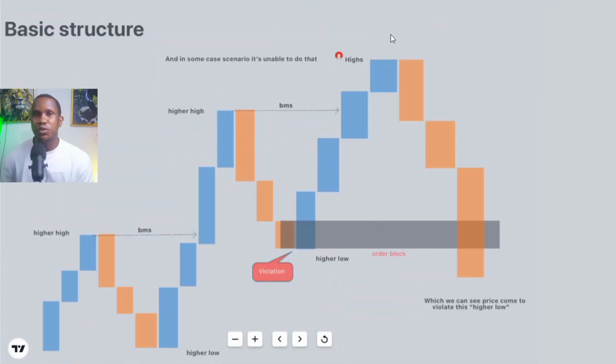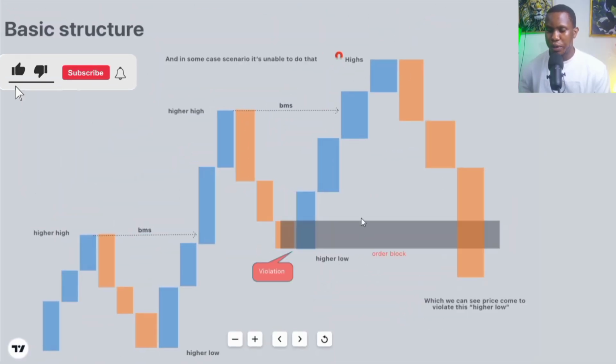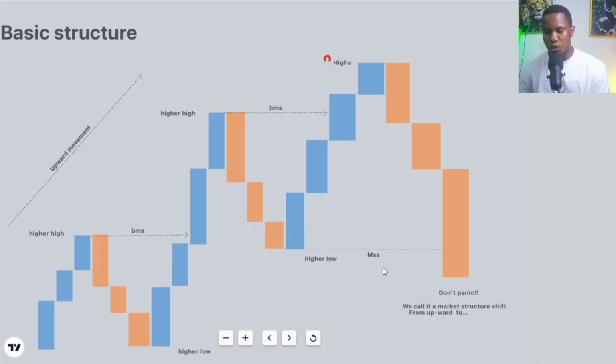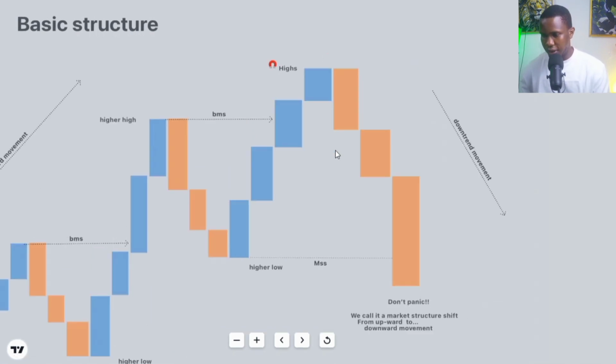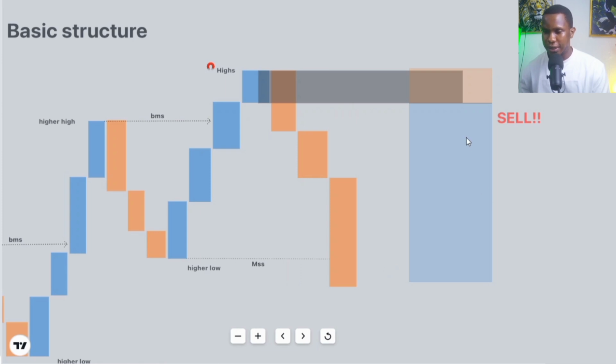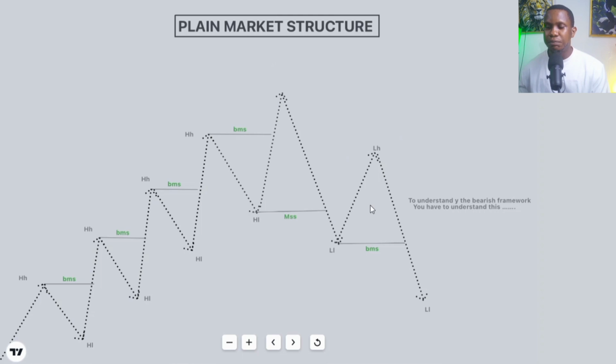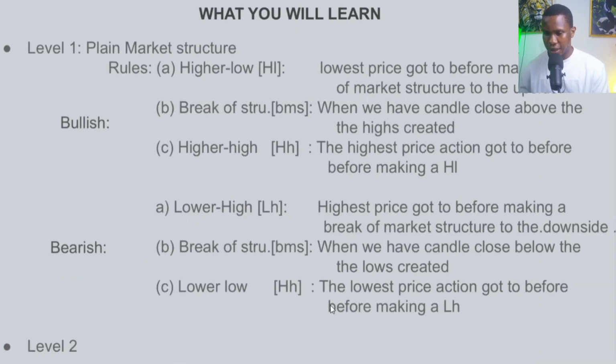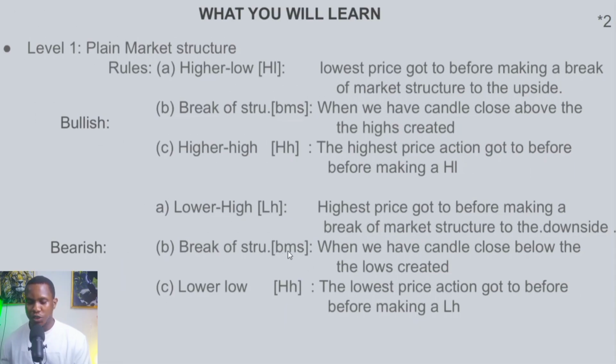In some scenarios, we can see price action come to break below this higher low, violating this higher low. We call it a market structure shift, guys. That means we've moved from an uptrend to a downtrend. We want to sell in the market at the point of a bearish order block. Guys, to understand the bearish framework, you have to understand lower high, break of market structure. We have a lot to learn to be advanced traders by this video's end. So for this bearish framework, flip what we've learned for the bullish framework, just turn it upside down.